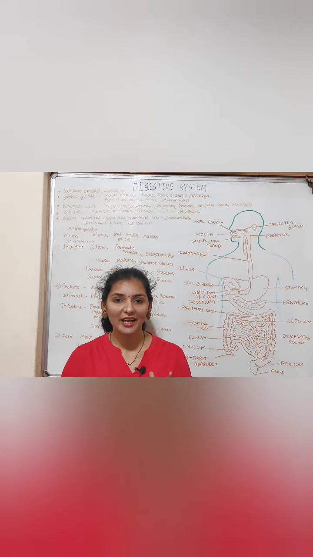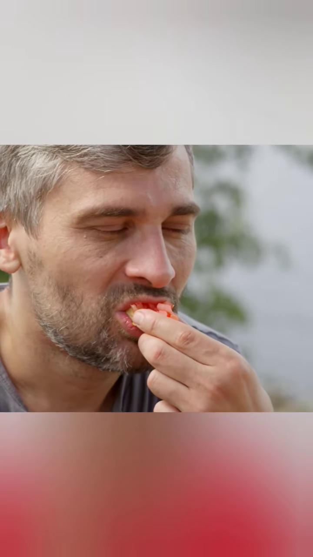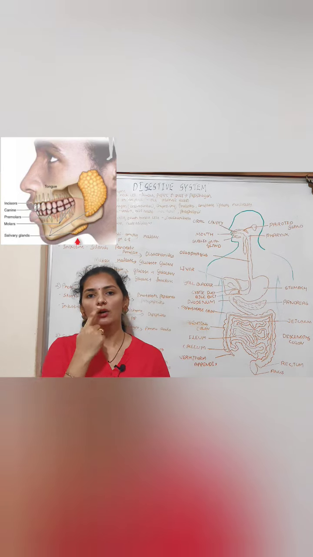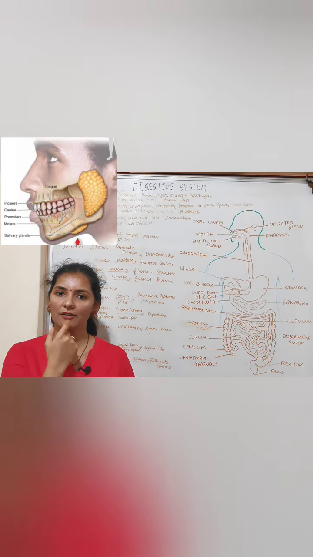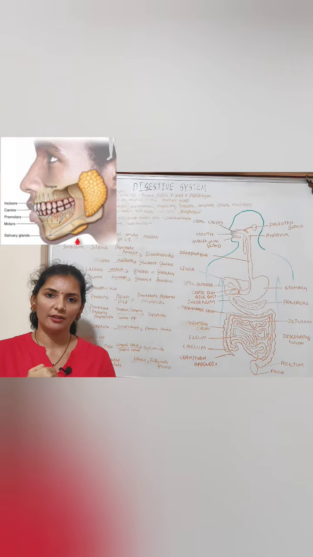In this video, we'll talk about the digestion of food in the buccal cavity or the oral cavity. So we ingest the food into the oral cavity or the buccal cavity through the mouth. Once we ingest the food in the oral cavity, we have teeth and the tongue. So teeth with the tongue start to masticate the food.